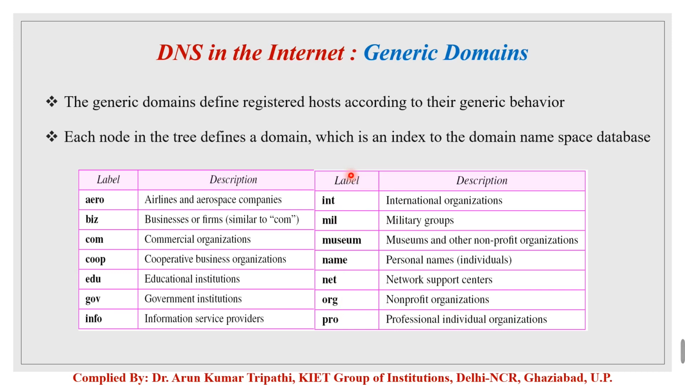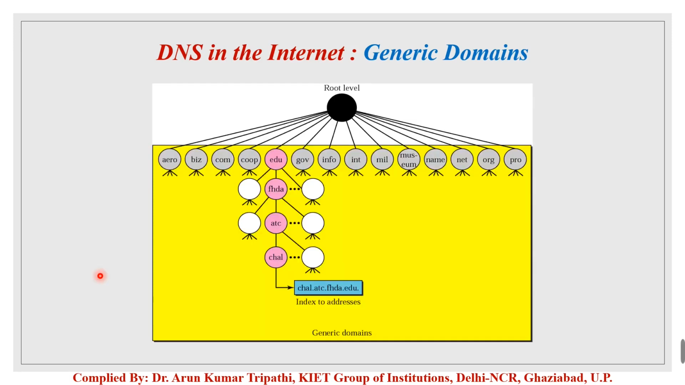So we can divide DNS on the internet based on generic domain. For example, I am using .com, .edu. Our organization website is kiet.edu. So we have purchased a domain name that is related to edu, education related. So this is the complete address for the generic domain name.